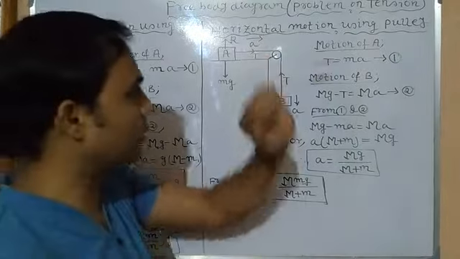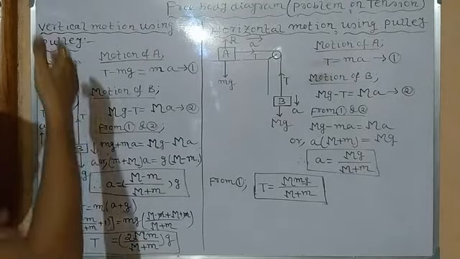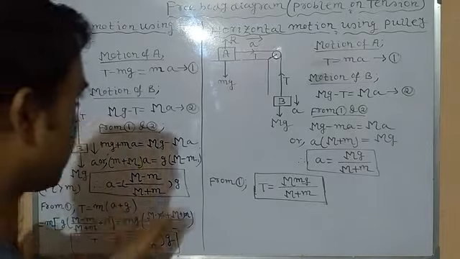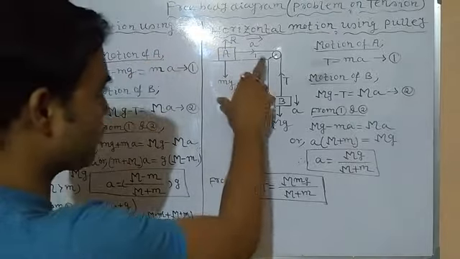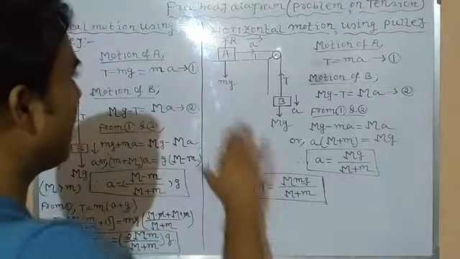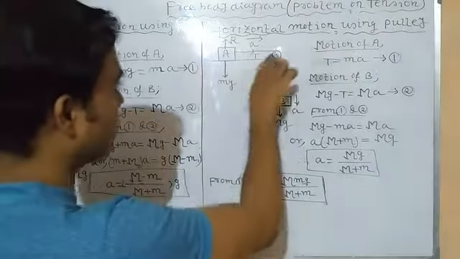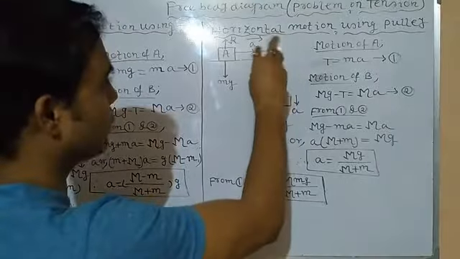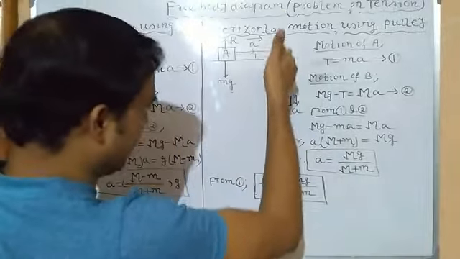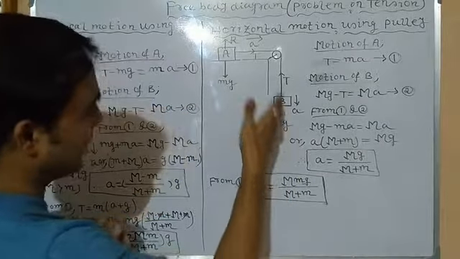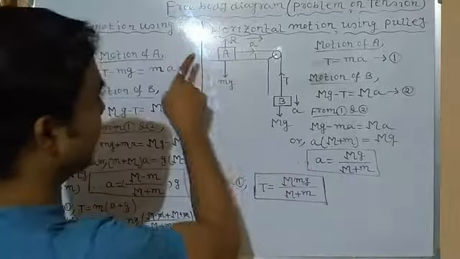Now we will see the horizontal motion using this pulley. Now in this system, both the bodies are moving, one in the downward direction, one in the upward direction. But here suppose this is a smooth frictionless table, one body A is placed on the table, and with one end a smooth pulley is attached here, and another body is suspended on the free end, and due to this a horizontal motion is created in the body A.